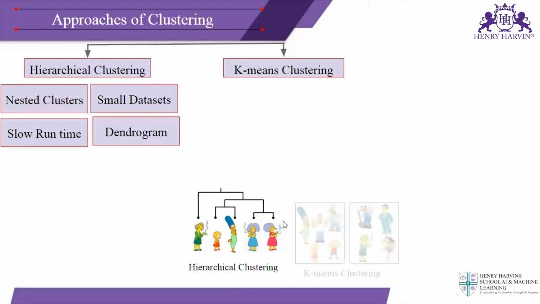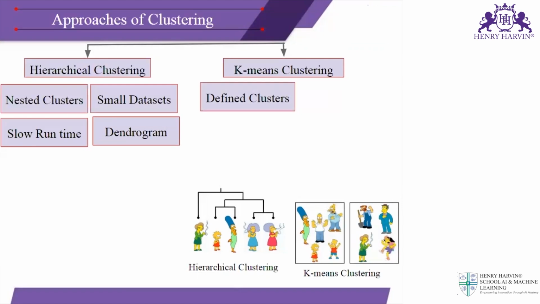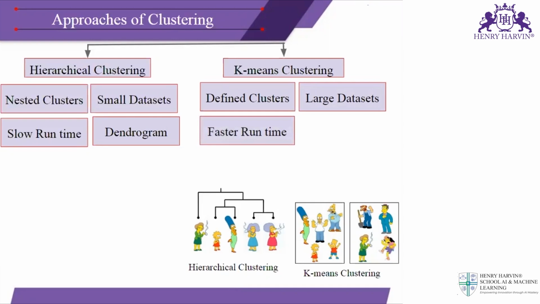Then the other approach is k-means clustering. K-means clustering divides n objects into m number of clusters. So what it means is there is a defined number of clusters into which the whole data set has to be divided. It is good to be used for large data sets because we can create a defined number of clusters for the large data set. So the runtime of the k-means algorithm is faster in comparison to hierarchical clustering.